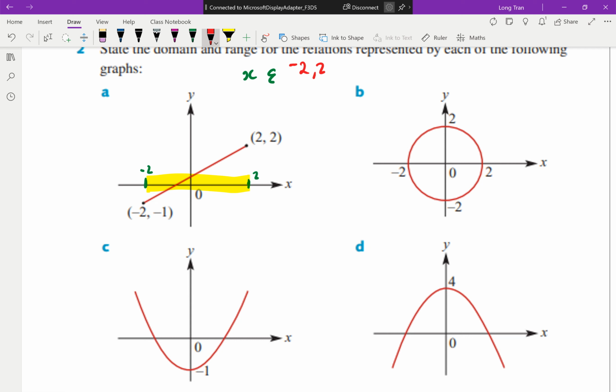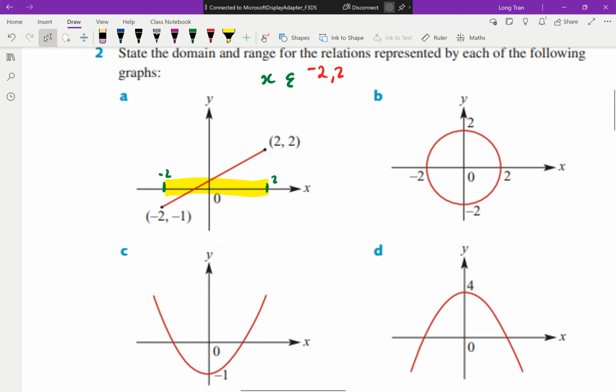Now you need to work out the brackets. Are they inclusive? Do you include the numbers -2 and 2? And how do you know? It's a dot. It's a filled dot. None of these has an open circle. If it has an open circle, you have to use an open bracket. In this case, it's a closed circle. That's why I'm going to use closed brackets. That's my domain.